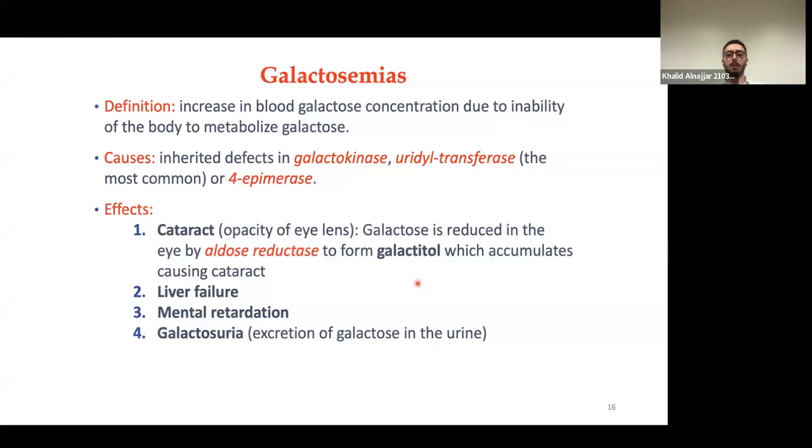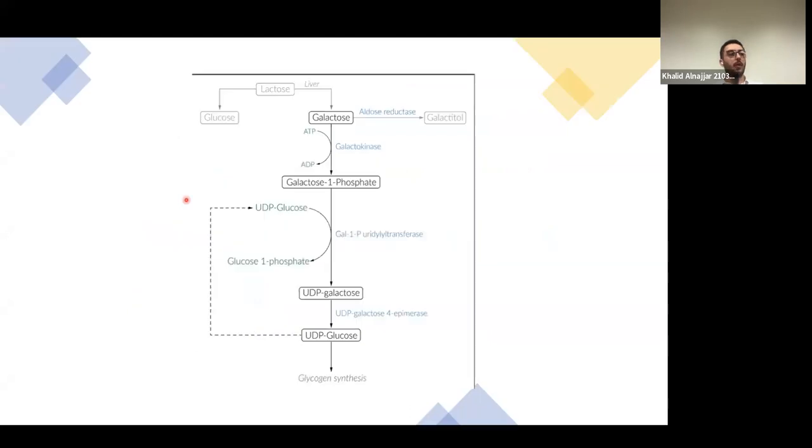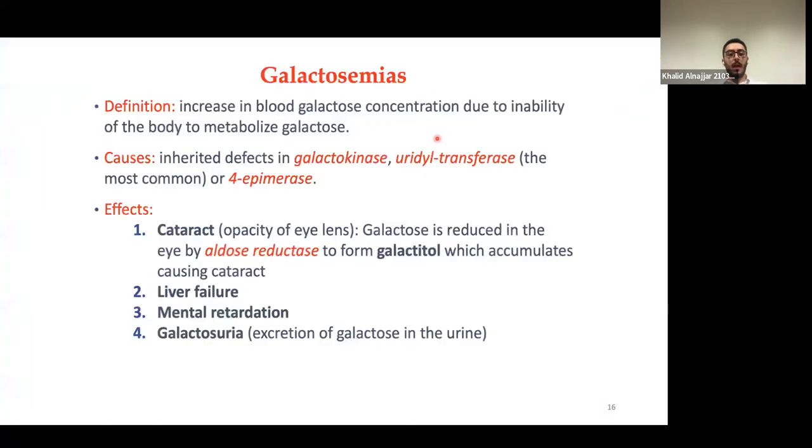Yes, it will be converted to galactitol, but if you have this process not working, we will have galactose, especially in babies, because babies are only fed on milk. Milk has lactose, which will be converted to galactose. Too much galactose will be excreted in urine and converted to galactitol, half and half. And whatever is converted to galactitol will cause these problems.